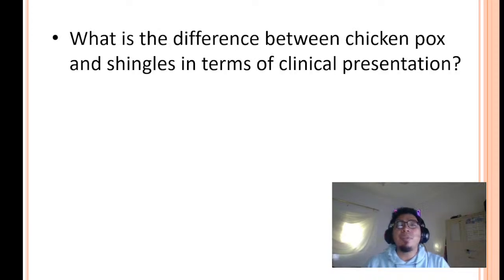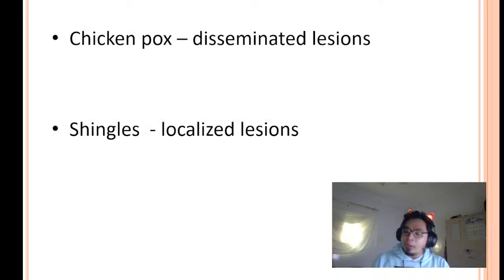Now, what's the difference between chickenpox and shingles in terms of clinical presentation? Chickenpox has basically disseminated lesions, while shingles, which usually occurs in older individuals, has localized lesions. So chickenpox spreads out, while shingles is a localized lesion. As I mentioned before, chickenpox undergoes its latent stage and stays in the dorsal root ganglia. What happens is that when the patient becomes immunocompromised, shingles can occur.